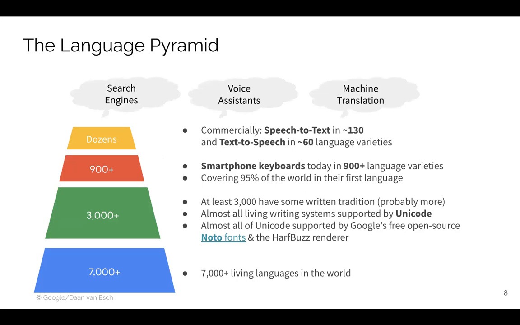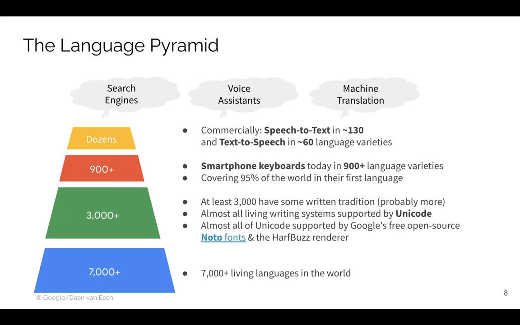There are 7,000 plus living languages in the world, 8,500 by some counts. About half of these have some sort of written tradition, possibly more. For a lot of these, it's only quite recently that this written tradition of the language has evolved. This diagram shows that language technologies are not equally covered across all of the languages in the world. So while 3,000 might have a written tradition, and most of these are supported by international standards of writing, of symbols, by this system called Unicode.